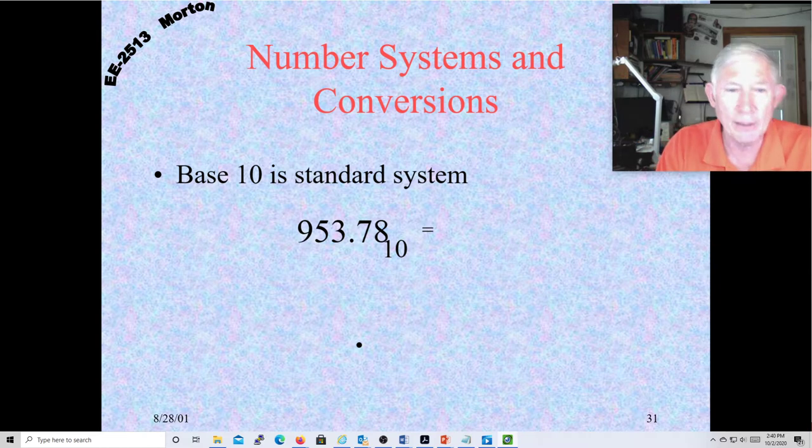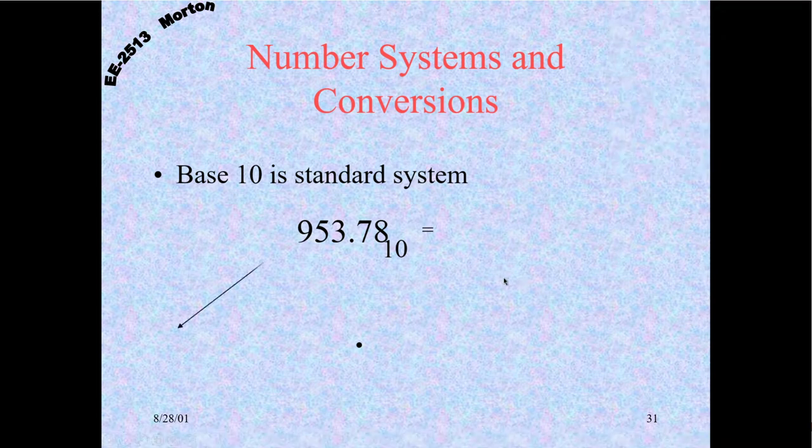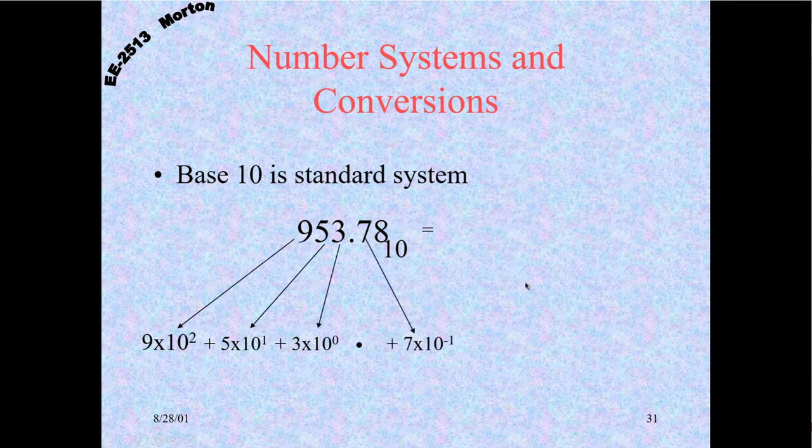And that's what this means. And we add all that up and we get this. Okay, so let's look at how that actually is. So the 9 is times 10 squared. The 5 is times 10 to the 1. The 3 is times 10 to the 0. The 7 is times 10 to the minus 1. And the 8 is times 10 to the minus 2, or 1 over 100. So 8 one-hundredths, 7 tenths.